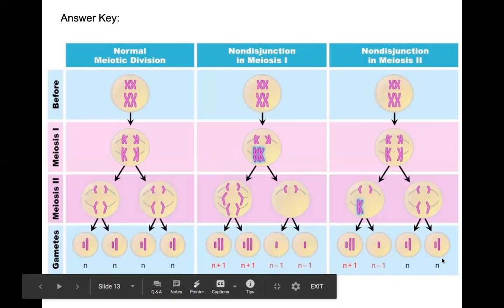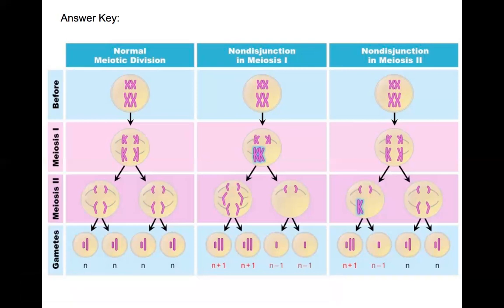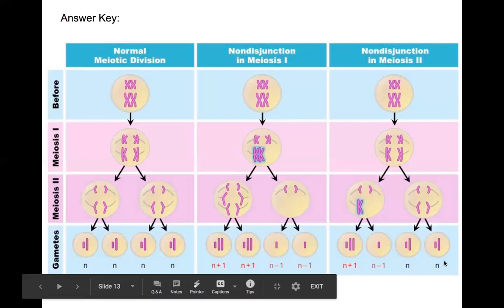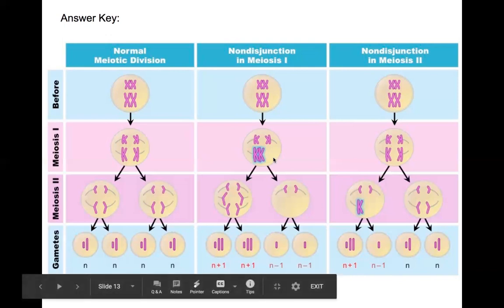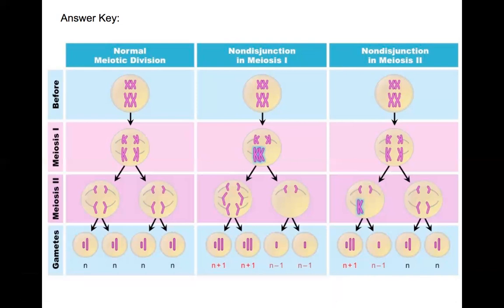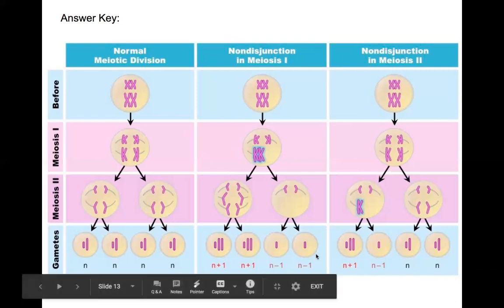Now, when the non-disjunction occurs in meiosis 2, you can actually still have 2 normal gametes, right? Look at this, n, they're both normal, n minus 1 is not normal, n plus 1 is not normal. But if meiosis 1 is the area where non-disjunction occurs, look at the resulting gametes. You have n plus 1, not normal, n plus 1 not normal, n minus 1 not normal, n minus 1 also not normal. You cannot actually have any normal gametes if this particular person ends up having non-disjunction in meiosis 1.